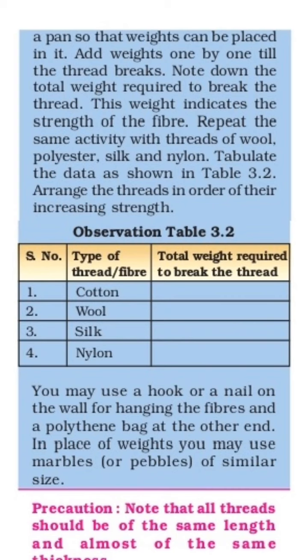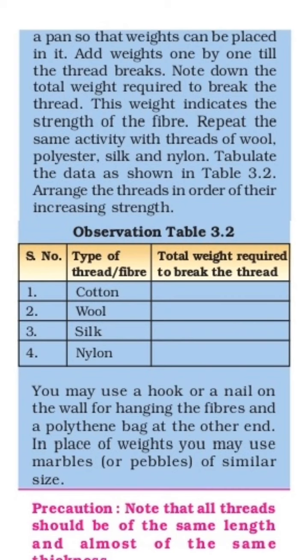You can see observation table 3.2: serial number, type of thread or fiber, and total weight required to break the thread, with the examples of threads: cotton, wool, silk and nylon. Arrange these threads in order of their increasing strength. When school opens and we perform this activity, we will arrange them in increasing strength.